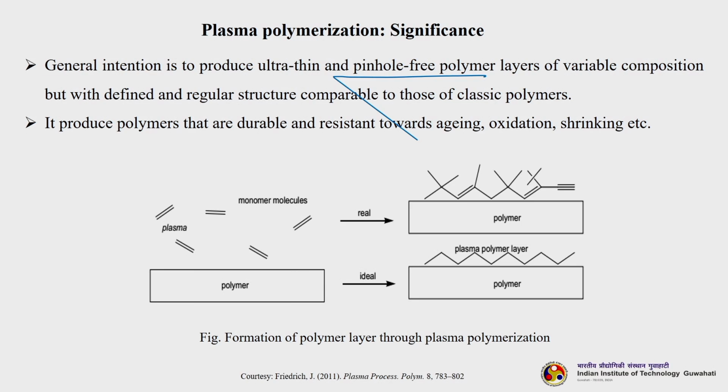And now you can see how the formation of the polymer layer through plasma polymerization is happening. The ideal condition would be the plasma polymer layer deposition happening like this, but in reality it never happens like this. Because the monomer molecules are available in this type of form, when they are getting deposited using the plasma, they deposit something like this. It is basically a random structure, not a very planned structure.